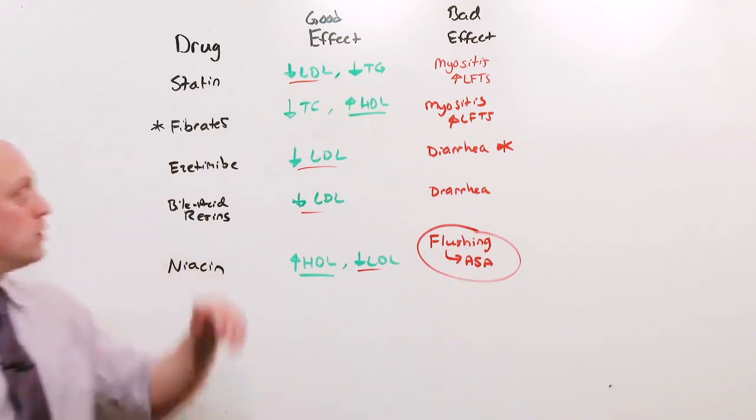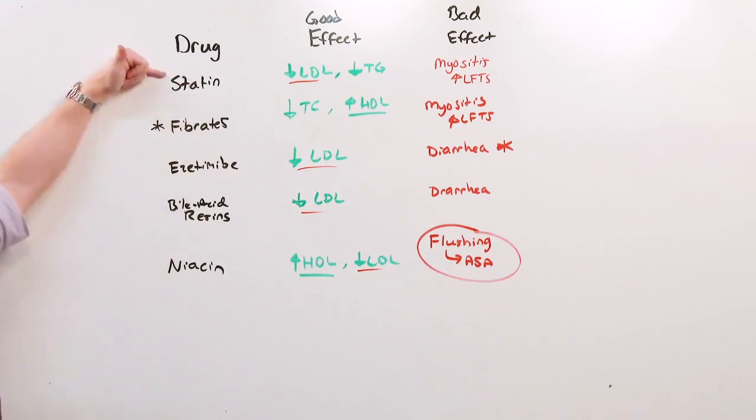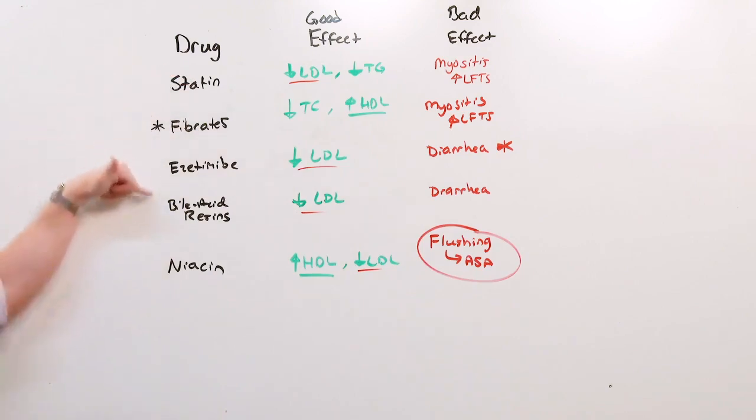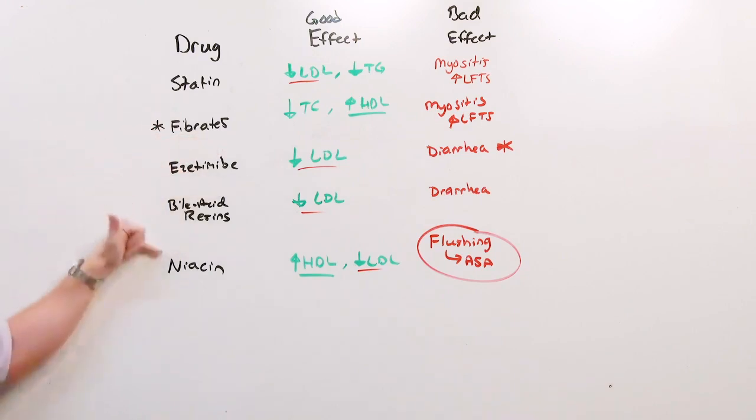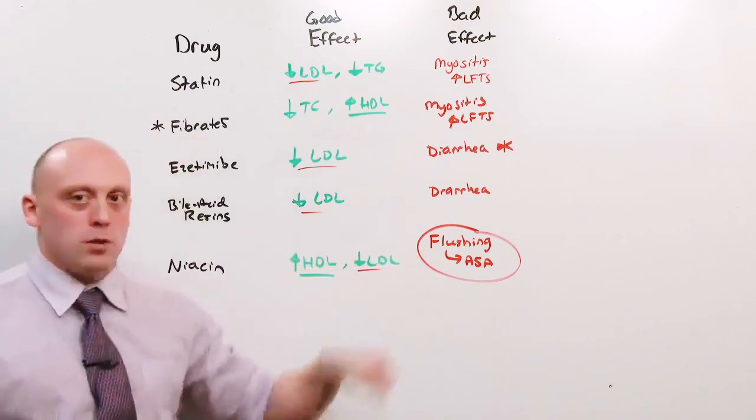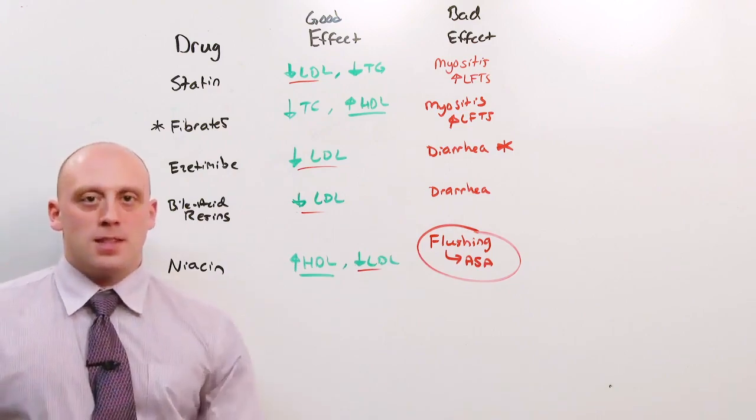So remember, the goal is get people on statins, but if statins don't work, pick one of these, and where they're going to go is fibrates if you can't get a statin, ezetimibe causes diarrhea, niacin causes flushing, treat with aspirin. That's cholesterol.